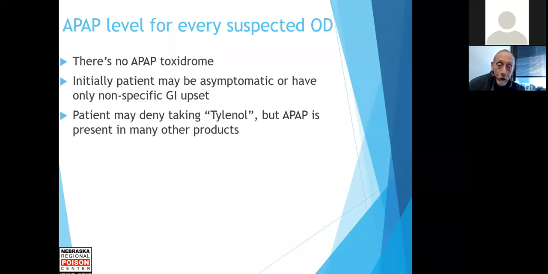Now, because this liver injury is delayed, this is a laboratory diagnosis. We said it's our most common pharmaceutical overdose. So when we have somebody that we suspect is an overdose patient, we generally recommend an acetaminophen level on every suspected overdose patient. We're not going to be able to predict acetaminophen overdose based on the symptoms, because there really aren't any. Even if the patient doesn't think they took Tylenol, acetaminophen is present in hundreds of different products.